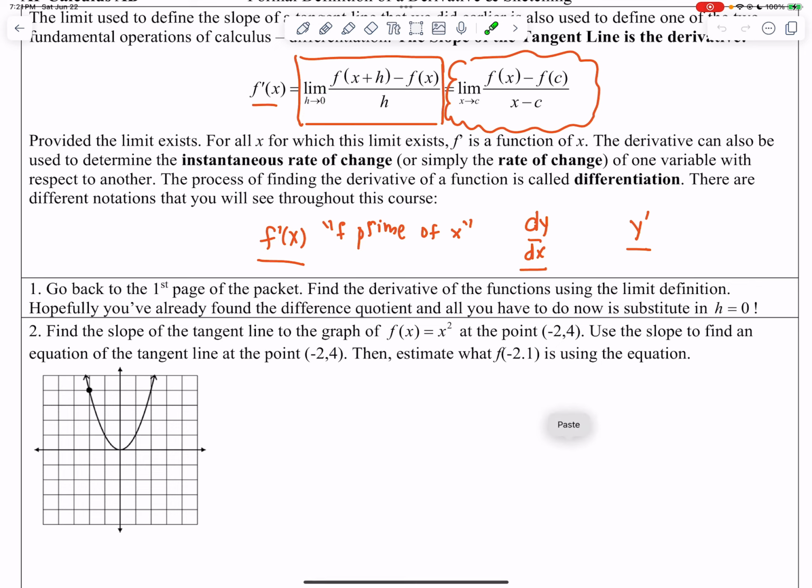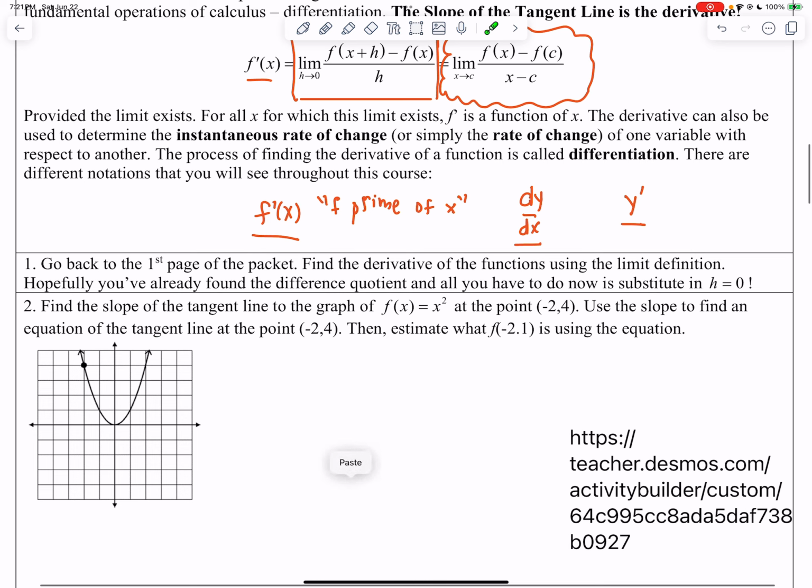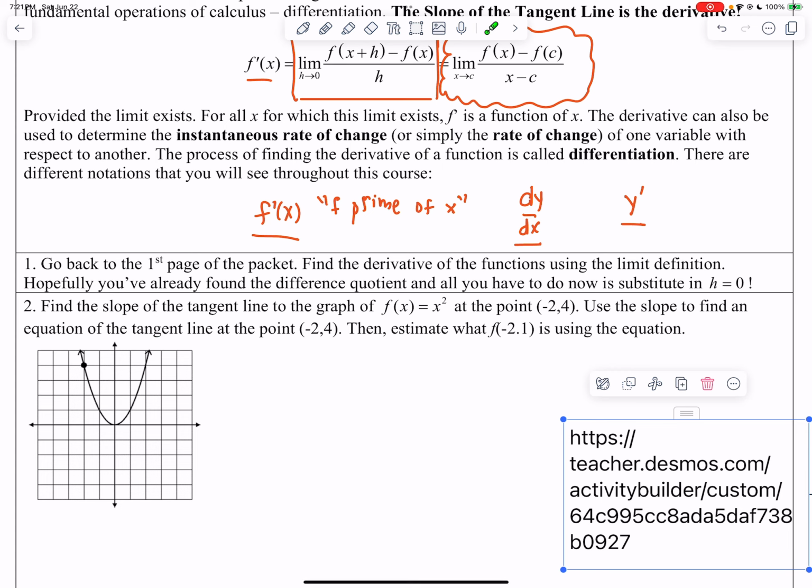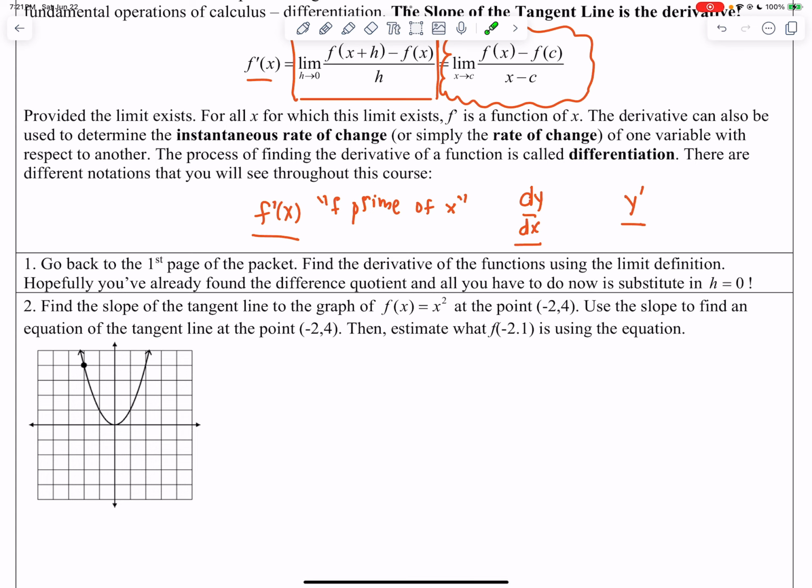But for number 2, it says find the slope of the tangent line to the graph of f of x is equal to x squared at the point -2, 4. And then we're going to be using the slope to find an equation of the tangent line at that point. And then we're going to estimate what f of -2.1 is using the equation.